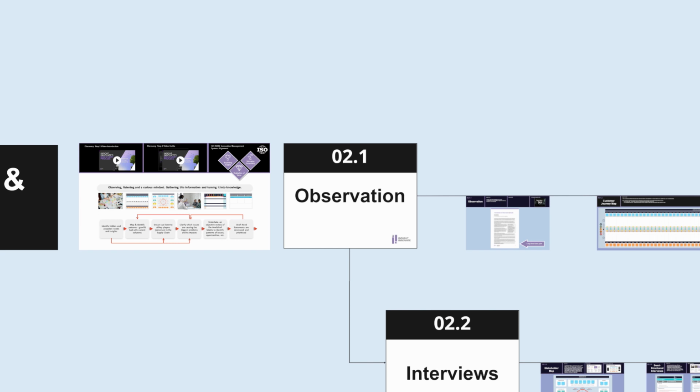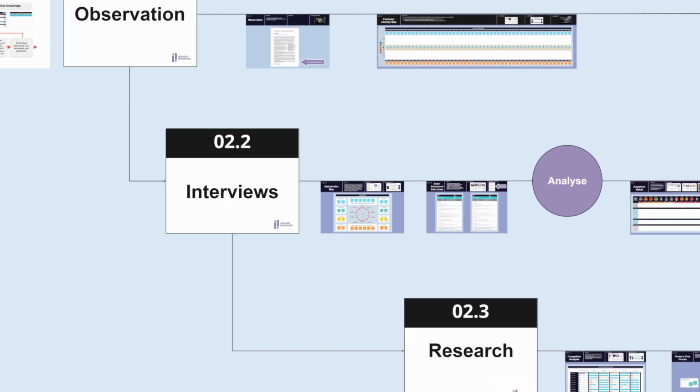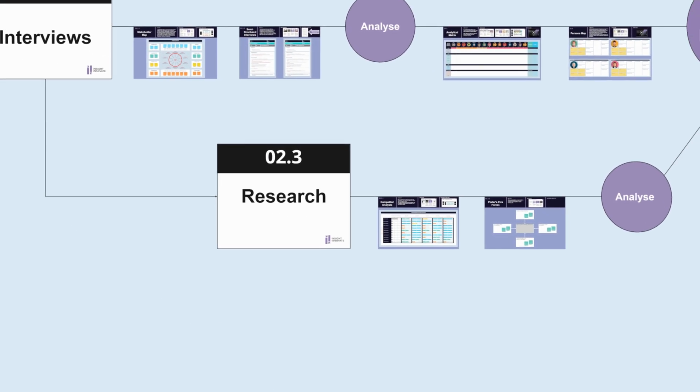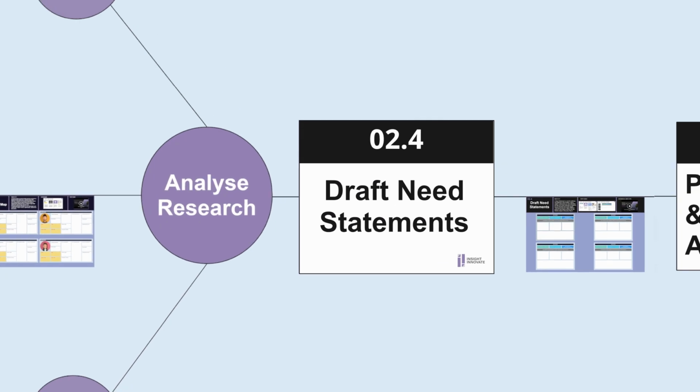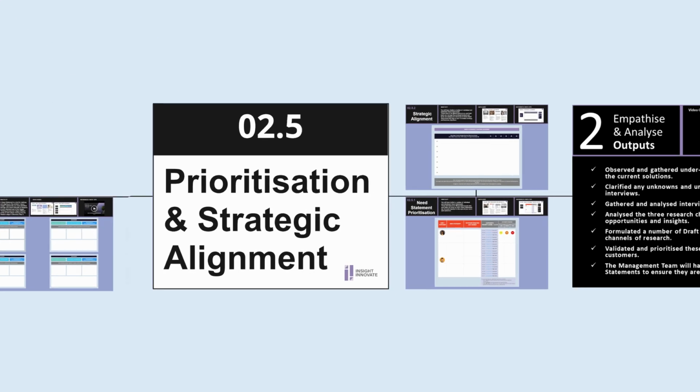Discovery Step 2 consists of 5 parts. Step 1, 2, and 3 are research activities undertaken concurrently, while Step 4 leads to the development of your draft needs statements, and Step 5 is the first step in prioritizing these. Starting with the research phase of Discovery Step 2, there are 3 channels of research we undertake.